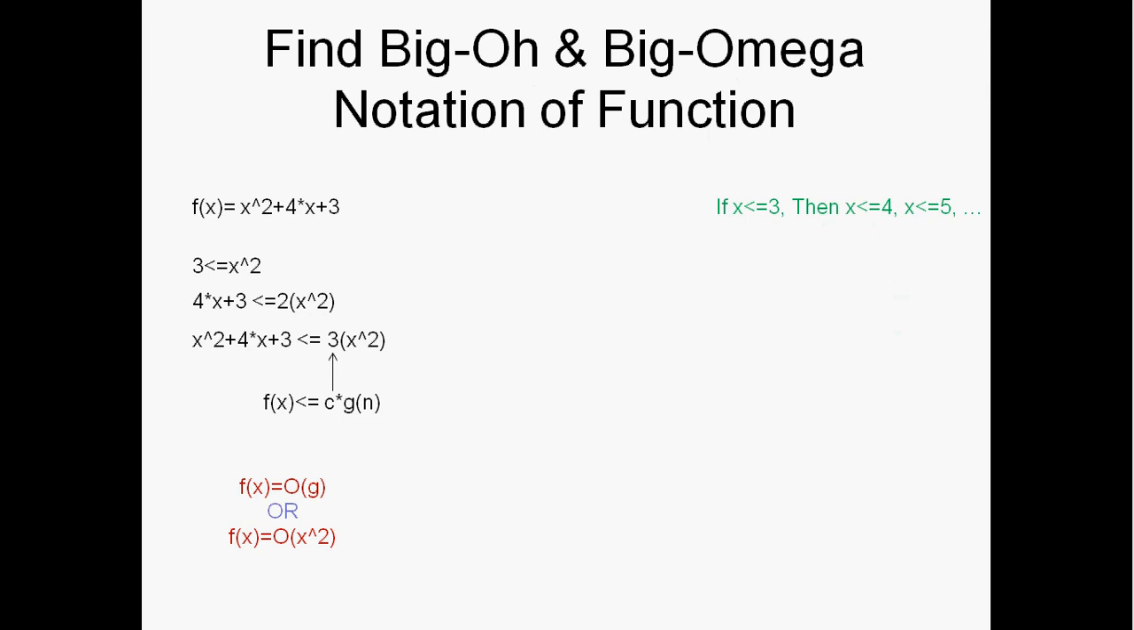See here at the top right side, if x is less than or equal to 3, then it's obvious that x would also be less than or equal to 4, less than or equal to 5, and so on, right? So whenever you say f is in the order of some function x square, it's obvious the function is in the order of x cube, x raised to 4, etc.